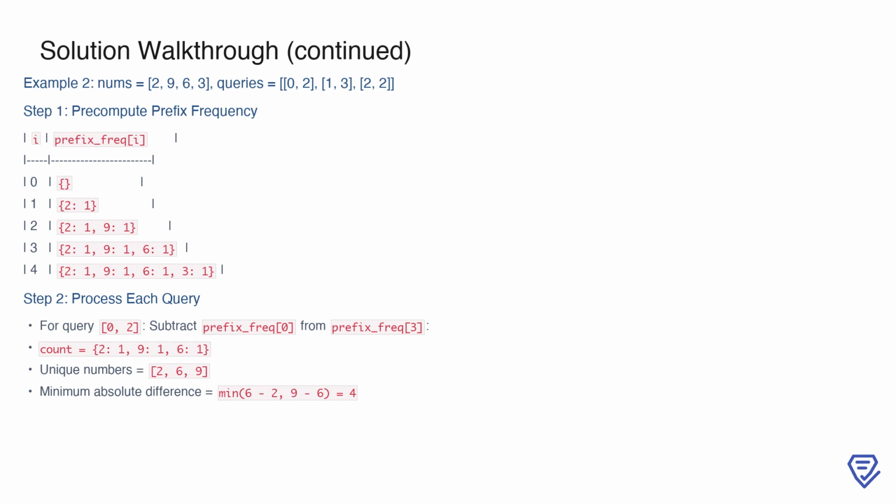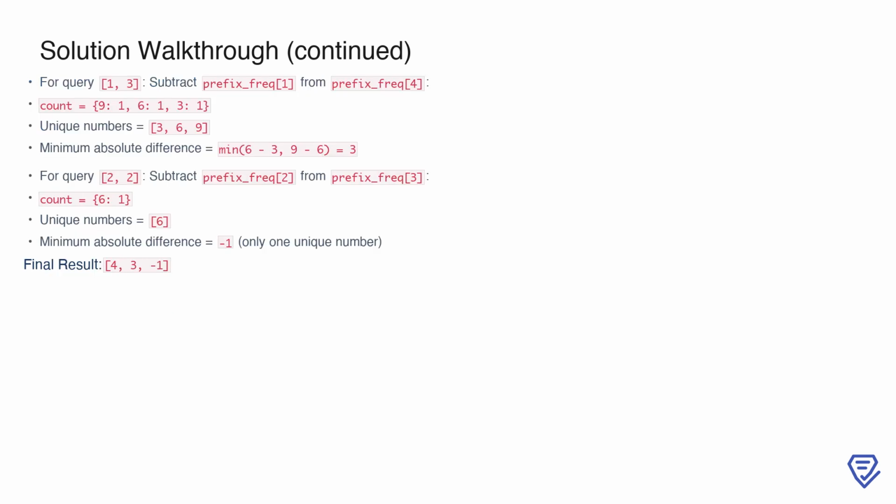For the first query, 0, 2, we subtract prefix_frequency[0] from prefix_frequency[3], which gives 2, 1, 9, 1, 6, 1. The unique numbers are 2, 6, 9, and the minimum absolute difference is min of 6 to 2, 9 to 6, equals 4. Next, for the query 1, 3, we subtract prefix_frequency[1] from prefix_frequency[4]. This gives the frequency count, 9, 1, 6, 1, 3, 1. The unique numbers in this range are 3, 6, 9, and the minimum absolute difference is found as min of 6 to 3, 9 to 6, equals 3.